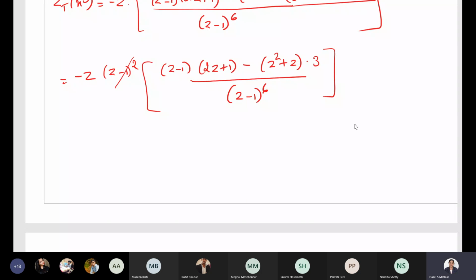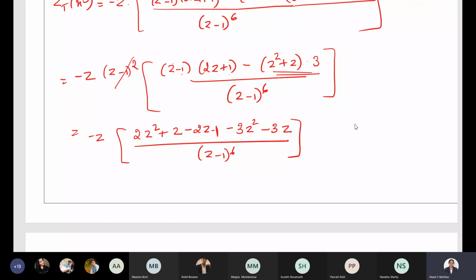Next, you can cancel out one term over here. So what remains? Minus z into, simplify this: z into 2z is 2z square, z into 1 is z, then minus 1 into 2z is minus 2z, minus 1 into plus 1 is minus 1. Then similarly over here, it will be minus 3z square minus 3z, divided by z minus 1 whole power 6. Now simplify: minus z into 2z square minus 3z square is minus z square, then z minus 2z is minus z, and minus z minus 3z is minus 4z, then we have minus 1, divided by z minus 1 whole power 4, because we have cancelled out 2 over here. So 6 minus 2 is 4. So this is what we get.